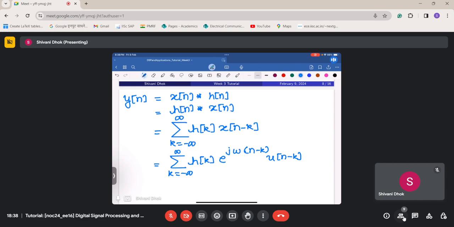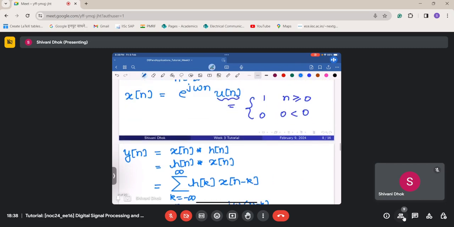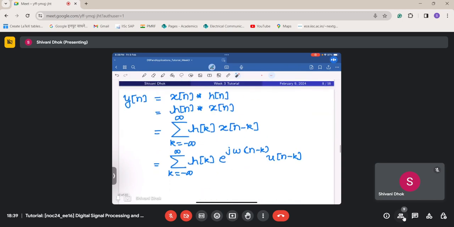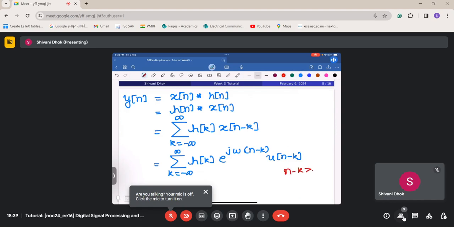So now what do we know about this u of n? This u of n is equal to 1 for n greater than or equal to 0, or rather, for those values of n, this argument is greater than or equal to 0. That is, this quantity should be greater than or equal to 0. So this n minus k should be greater than or equal to 0, this k should be less than or equal to n.